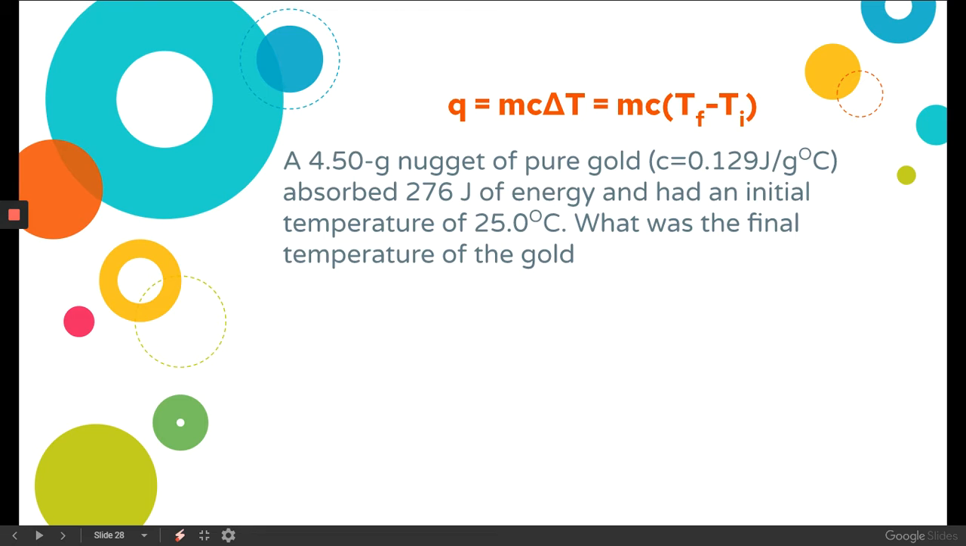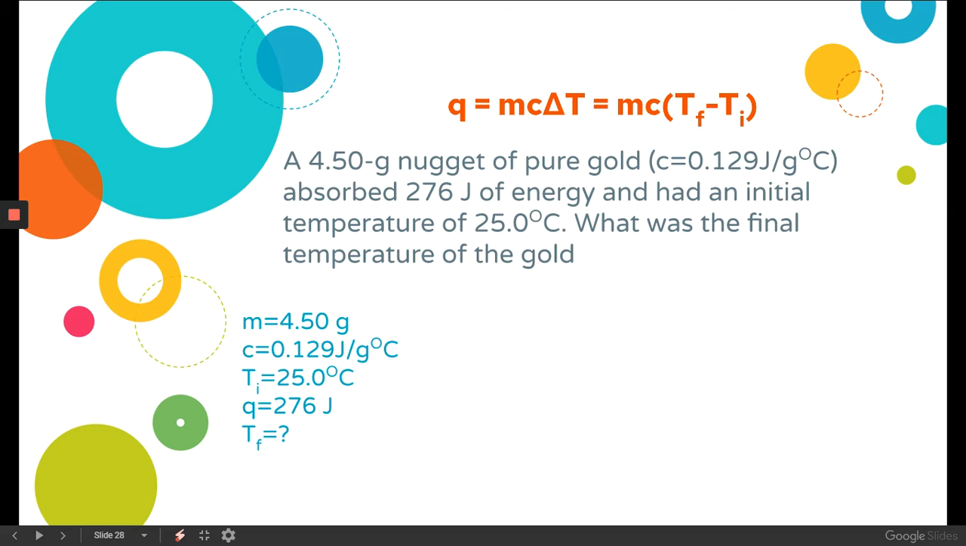Step 1, let's write down everything that we know. So we know our mass is 4.5 grams. We know our specific heat of gold, given to us in the problem. We know our initial temperature, and we know how much heat was absorbed, so we know that it was positive. Step 2, figure out what we don't know. The question is asking us, what is the final temperature of the gold?